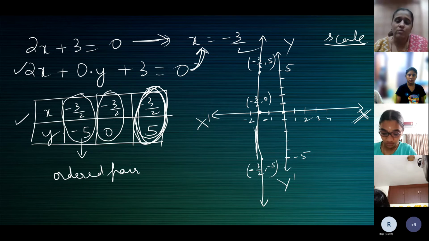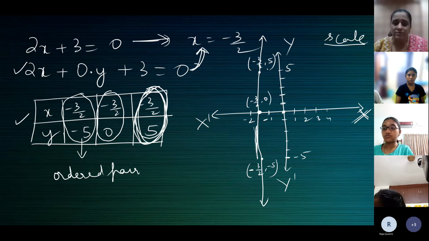Then whatever points you have plotted, you must write the address of that point. That is, that ordered pair you should mention, which shows the x coordinate and the y coordinate. And of course, when you join the 3 points, you should be able to join the 3 points by the same straight line. And again, it's a line, so arrows.